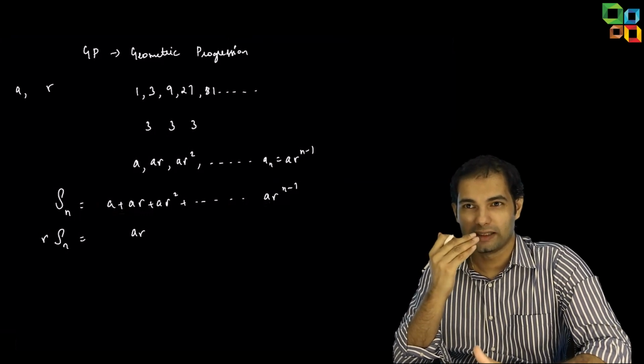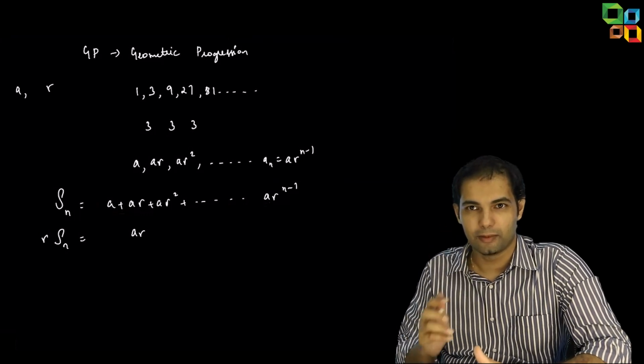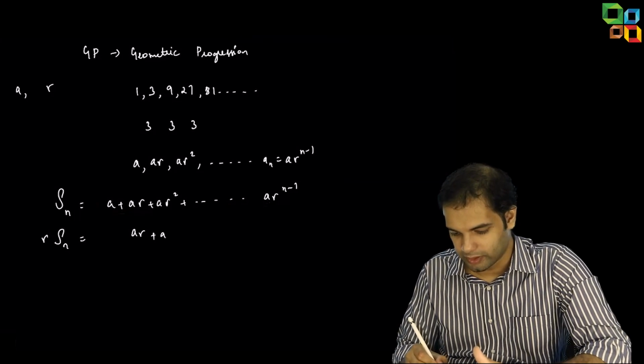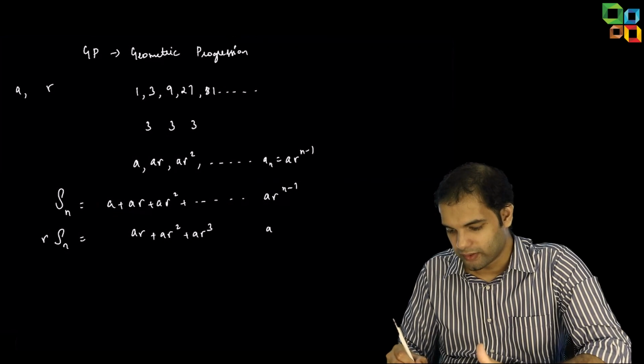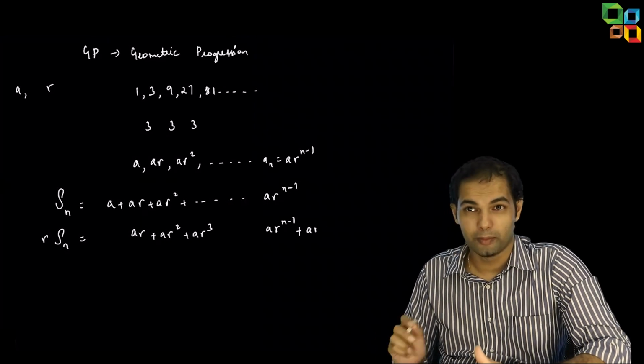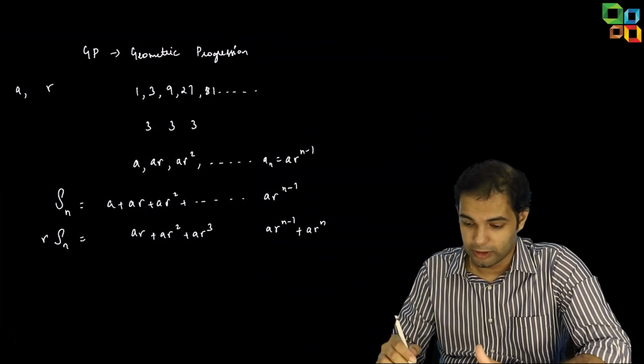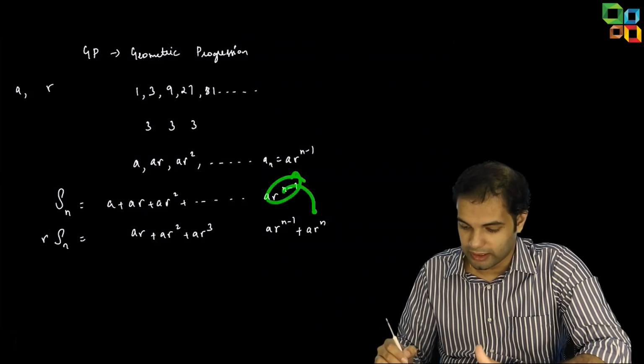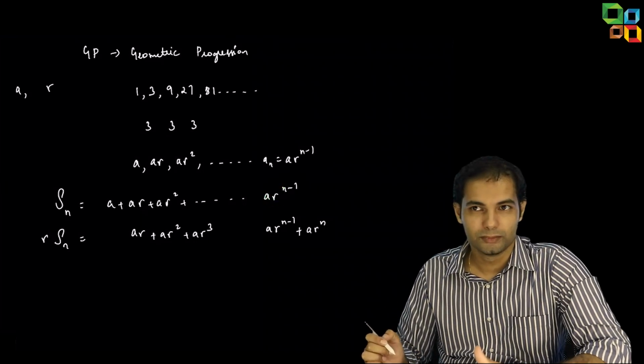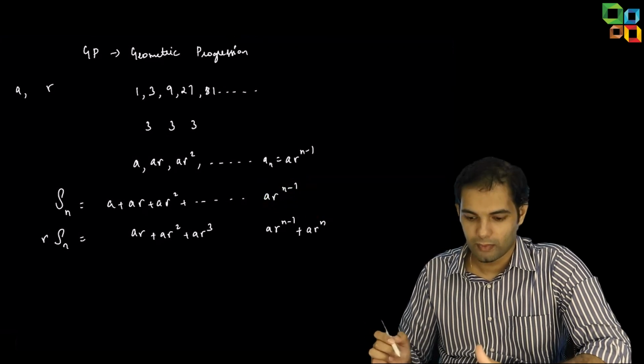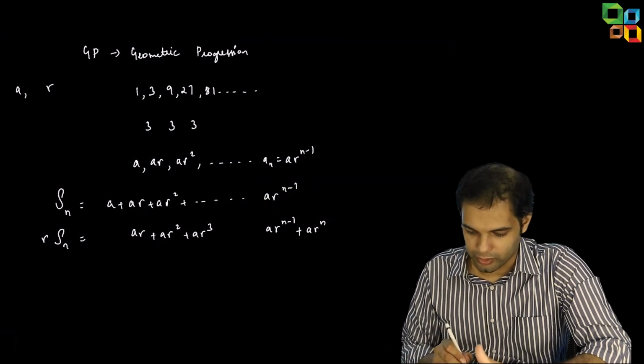So while subtracting, these terms will get cancelled, right? That's the reason I'm shifting and writing. So the next term would be what? ar square. Next would be ar cube. And here I would have a term ar power n minus 1. But the last term would be ar power n, because I'm multiplying with r. So this into r would give me this term. Is that fine? Now I'll simply subtract these two.